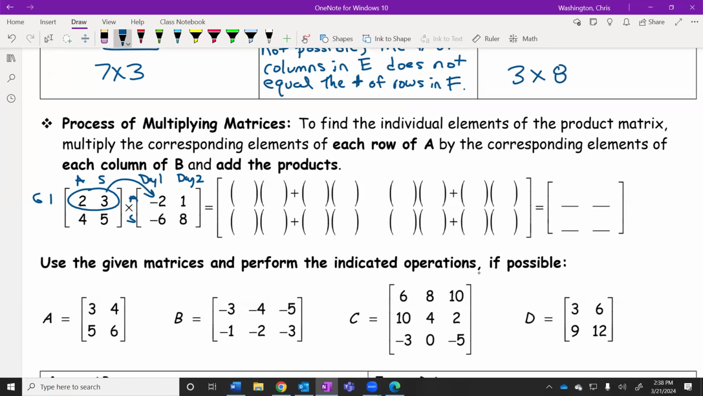So in this case, we're going to multiply the 2 and the -2, and we're going to add to that the 3 and the -6. How did I know that went in the first row, first column of my answer matrix? Because I used the first row and I used the first column. So that's where it goes in the answer. Now I'm going to use the first row and the second column, and that's where it's going to go in our answer: the first row and the second column.